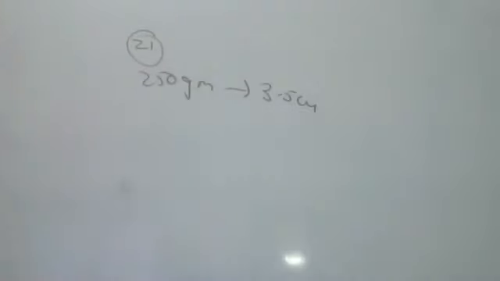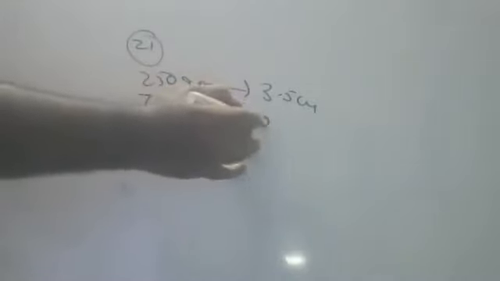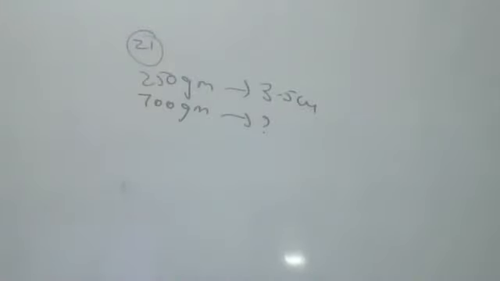Okay, the 21st question, children. The amount of extension in the spring varies directly with the mass. Same, children, again the same question. 250 grams can produce an extension of 3.5 centimeters. Find the extension produced by 700 grams. Okay, how much extension does it produce? So, Sujit, Nana, tell me the sum. How to do this sum? Sujit.